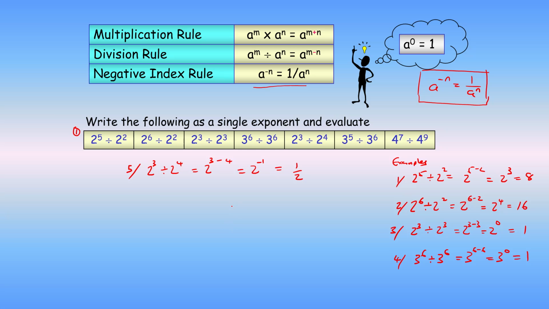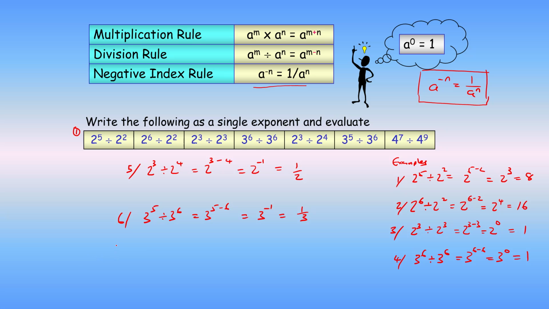Okay. Let's look at question number 6. 3 to the power of 5 divided by 3 to the power of 6 is equal to 3 to the power of 5 minus 6. So it's 3 to the power of minus 1. Again, we've got what is called a negative index. So we can write it as a third.